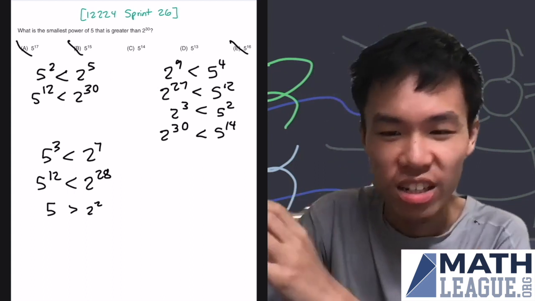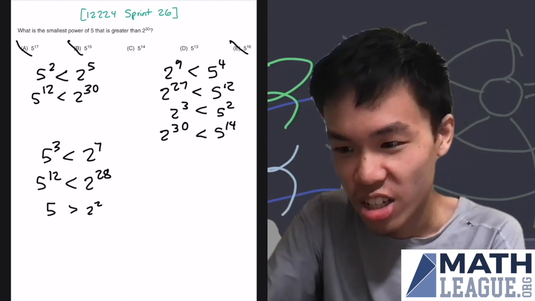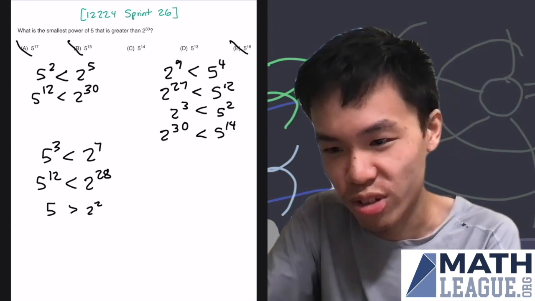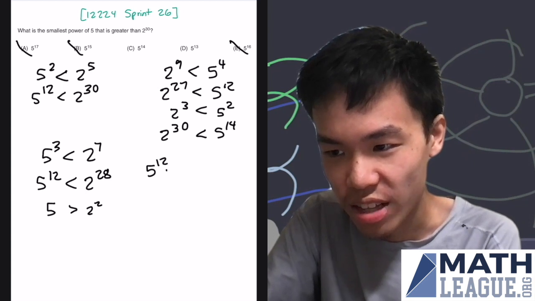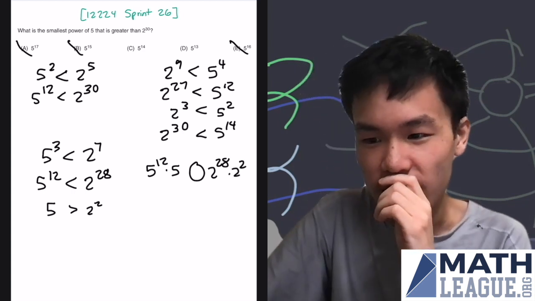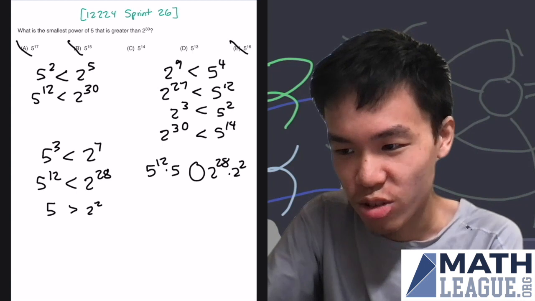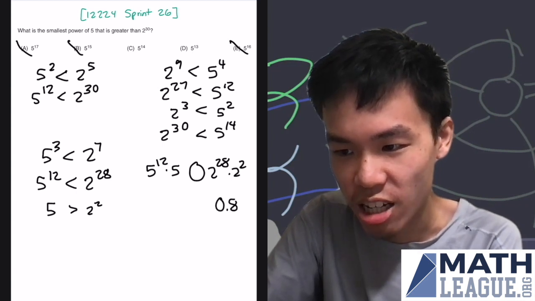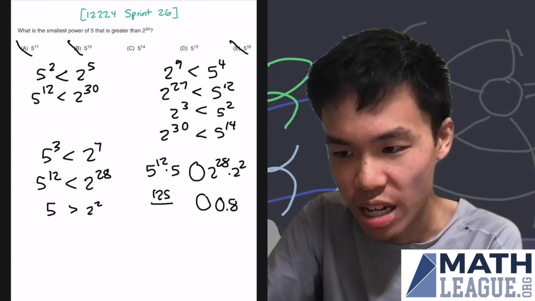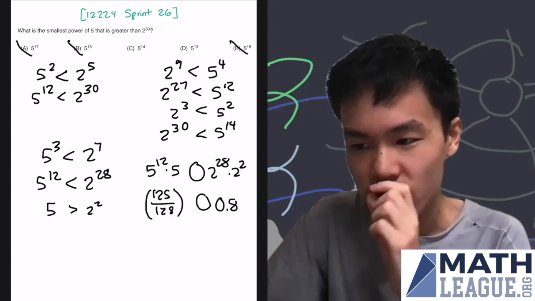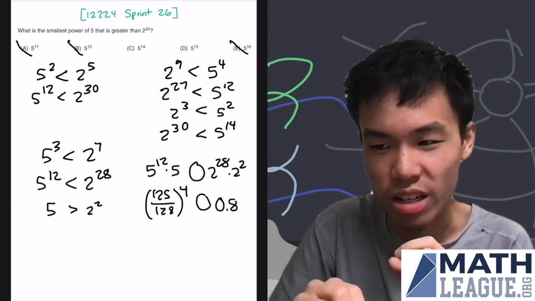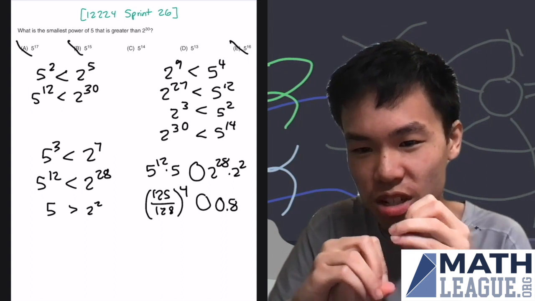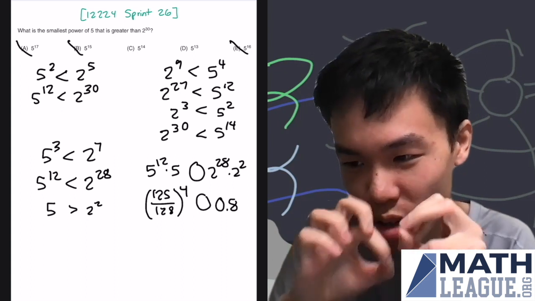So fortunately, multiplying and dividing things would maintain the inequality. So I can attempt another maneuver, which is 5 to the power of 12 times 5, and then see how that compares with 2 to the power of 28 times 2 to the power of 2. And then if I keep on dividing both sides, I can do a comparison with 0.8 and 125 over 128 to the power of 4. So if I am able to get an approximation for what 125 divided by 128 is, and then see how that compares, I might be able to pinpoint more exactly.